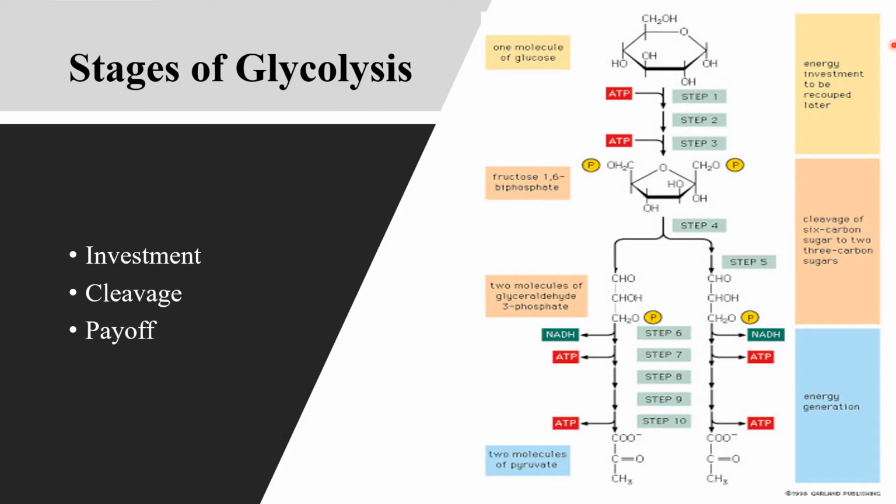So we have stage 1, that's called investment stage, and we'll see later why. It consists of 3 steps. Stage 2, cleavage stage, consists of 2 steps, and third stage, energy generation stage or payoff stage, consists of 5 steps, and that's the most complex stage. The reason we break down glycolysis into these 3 stages is because each one of these stages actually carries out its own specific purpose.